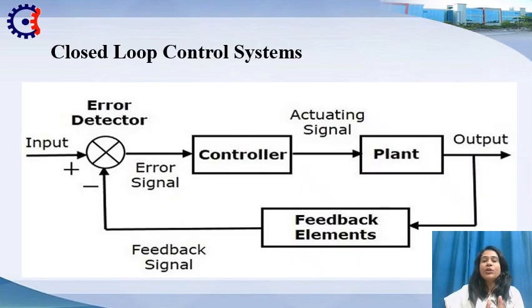Example of the closed loop control system: automatic electric iron and temperature control system, voltage stabilizer. Example of electric iron: closed loop control system, automatic electric iron. Automatic electric iron regulates the temperature of iron in such a way that the temperature for a specific cloth remains in a specified range.